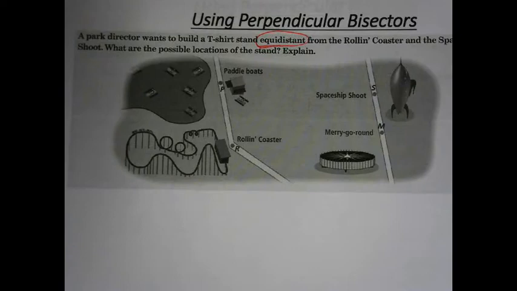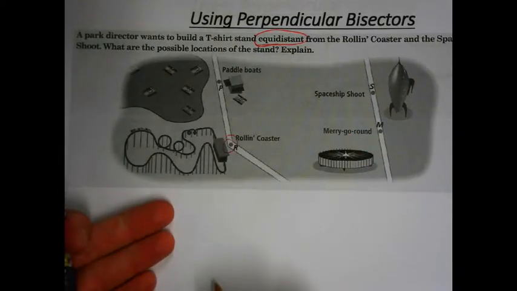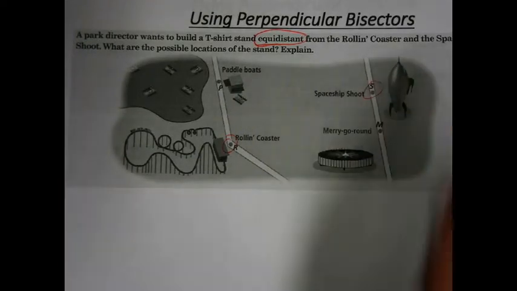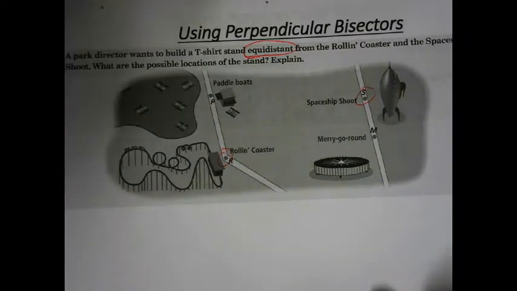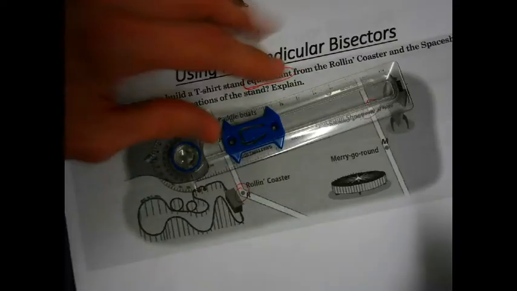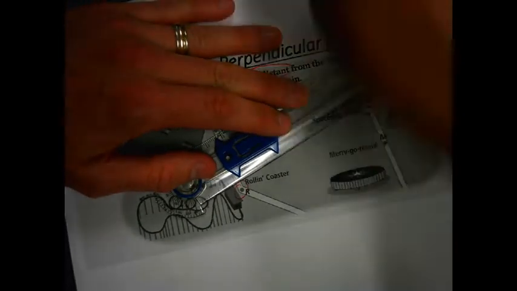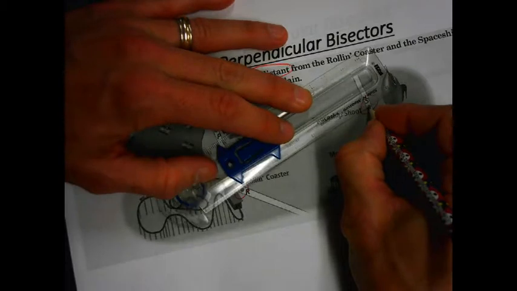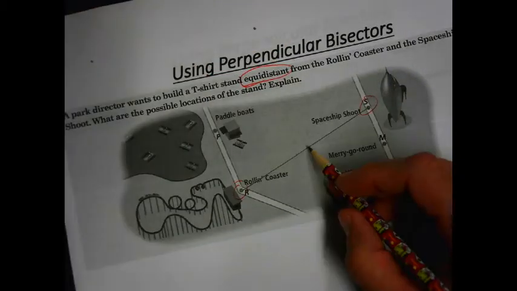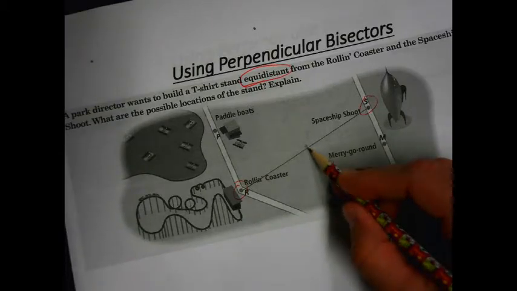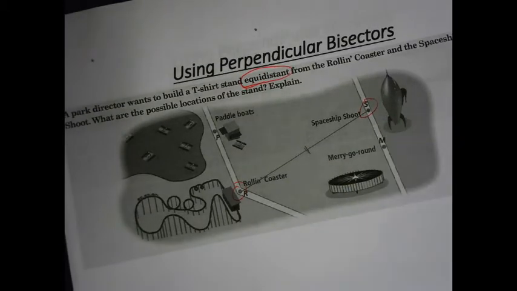Explain. Well, where is the roller coaster? It's right here. And where is the spaceship chute? It's right here. Now, equidistant. Remember, it's the same distance from one to the other. And so, where can we put the T-shirt stand? Now, some of you may be thinking, well, that's easy. Draw the line from roller coaster to spaceship chute. Equidistant is going to be right in the middle. Make the perpendicular bisector. Put it in the middle. So just put the midpoint there.